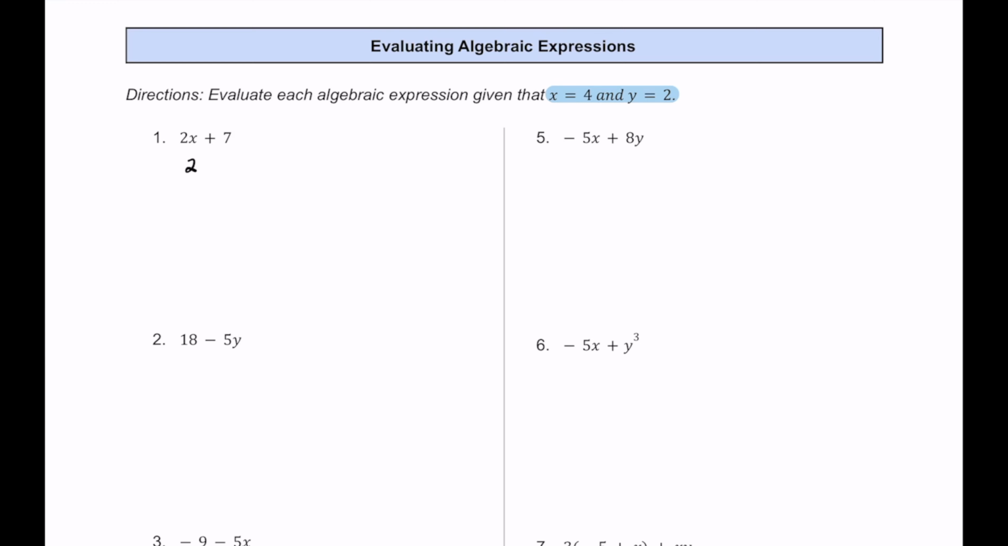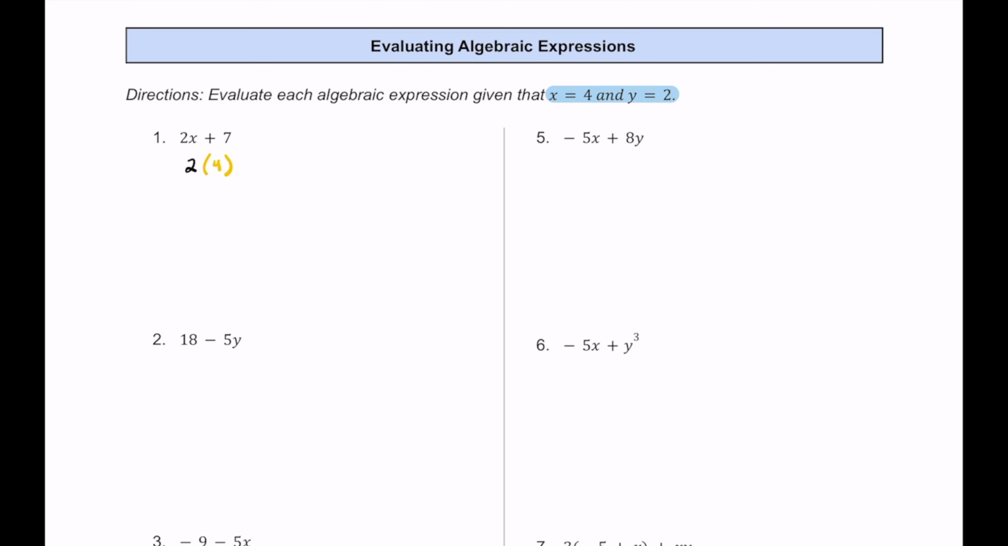Remember, this means 2 times whatever x is, and we know x is 4, and then we're going to add on 7 afterwards. So we're going to go ahead and write 2 multiplied by this 4. And so when we go ahead and do that, let's use parentheses to show that substitution and multiplication. Then we're going to add on 7 afterwards.